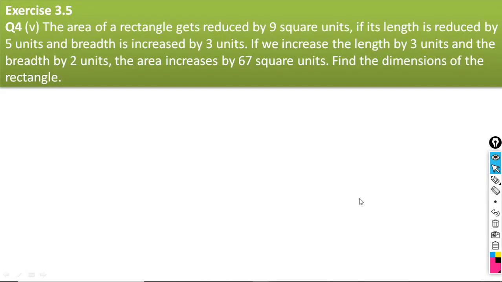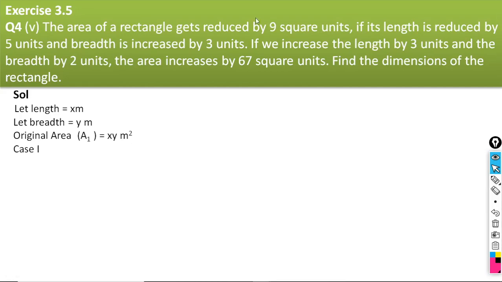Now here is the next problem. In this problem, the area of a rectangular field gets reduced by 9 square unit when the length is reduced by 5 and the breadth is increased by 3 unit. Now students, in this question, we start by considering length as x and breadth as y. Now we consider the original area. The original area will be xy. Some changes will take place in this area by increasing length or breadth. So let us see the first case.